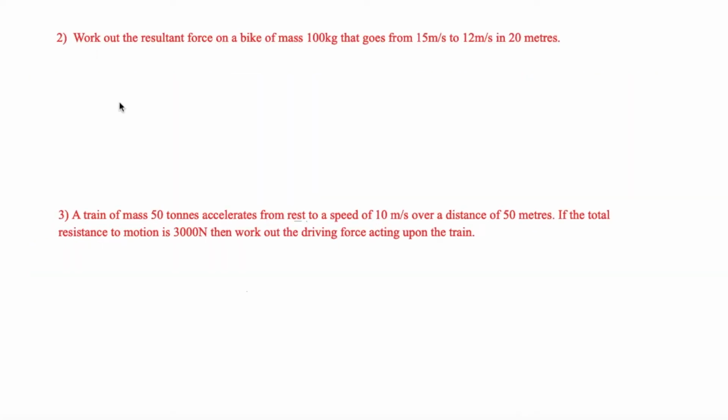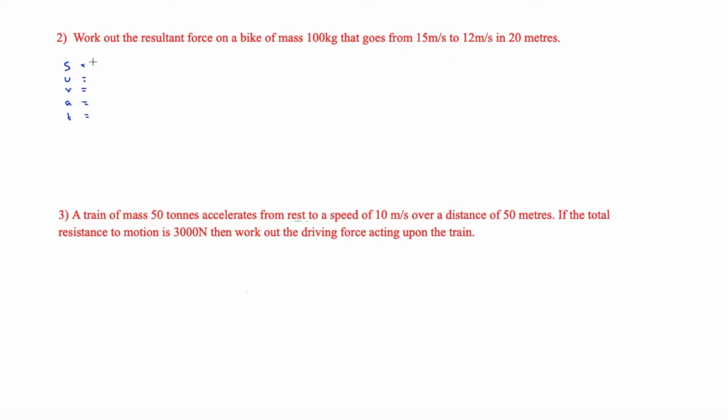The next two questions involve Suvat equations. The first one asks: work out the resultant force on a bike of mass 100 kilograms that goes from 15 meters per second to 12 meters per second in 20 meters. If we're looking at F equals ma, we're looking for F, and we have m but we need a. In order to get a, we need to set up a Suvat equation. If you don't know, watch my video on Suvat equations, which goes into further depth. We have S, U, V, A, and T.